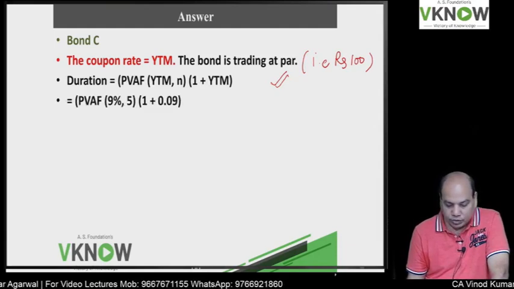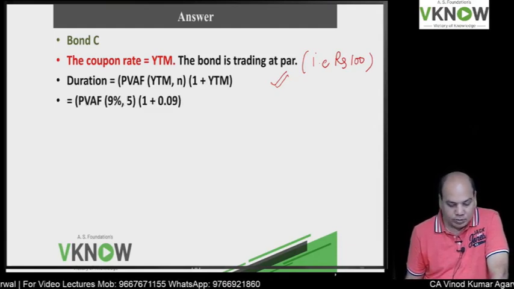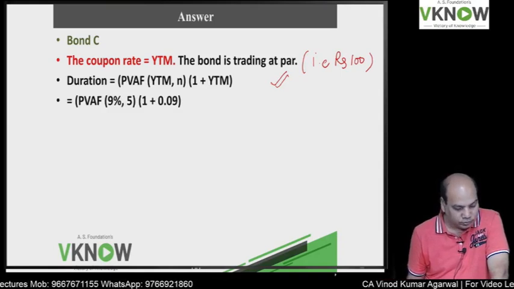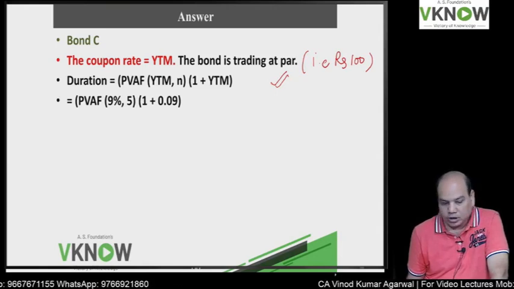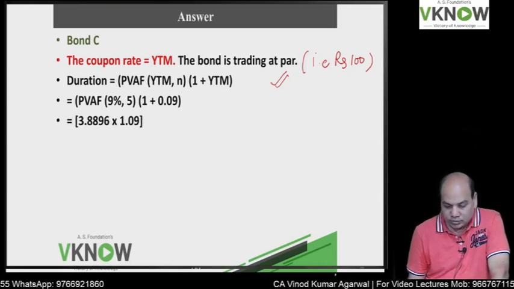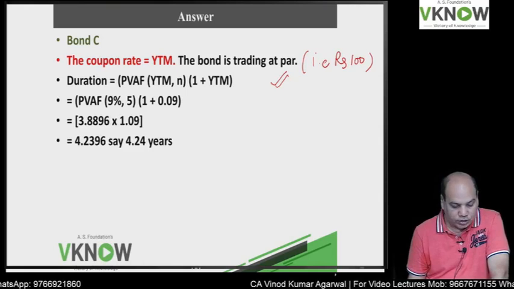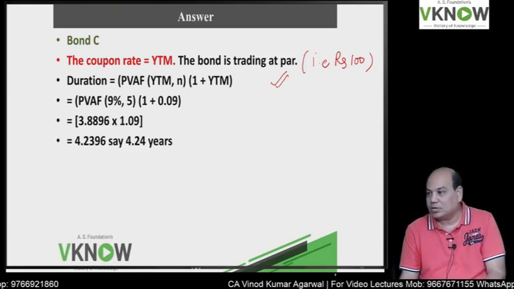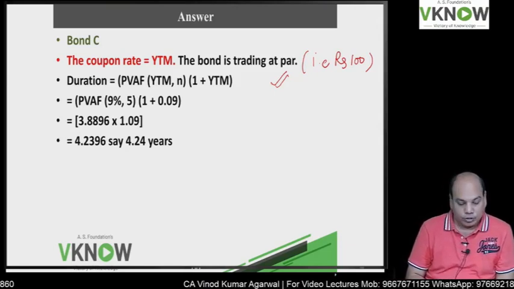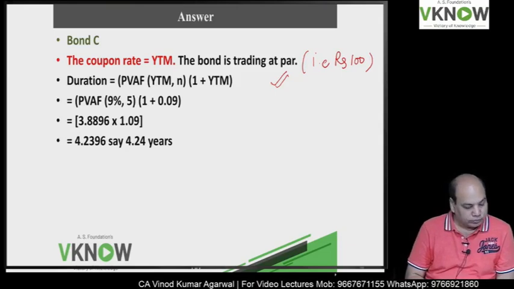Solve. PV annuity factor 9%, 5 years, into 1 plus 0.09. Give me the answer now. One person has already answered. 4.24 years. Rishabh Sidana is right. Anybody else? 4.24 years is right.